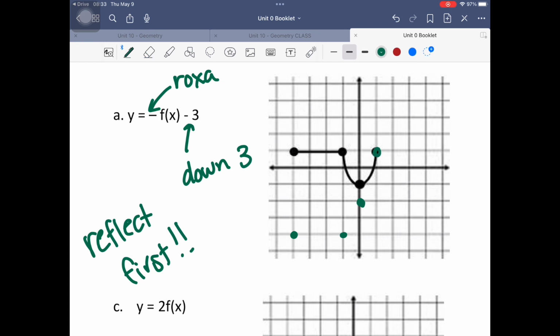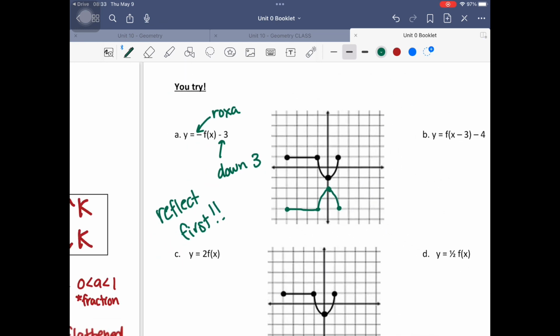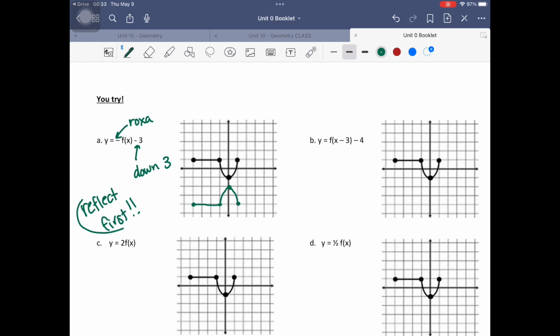If I were to reflect this one, it would be right here. Okay, so I'm going to start here and go down 3. 1, 2, 3. And then I just mimic the shape. Good. Okay, always reflect first. Do not forget that.